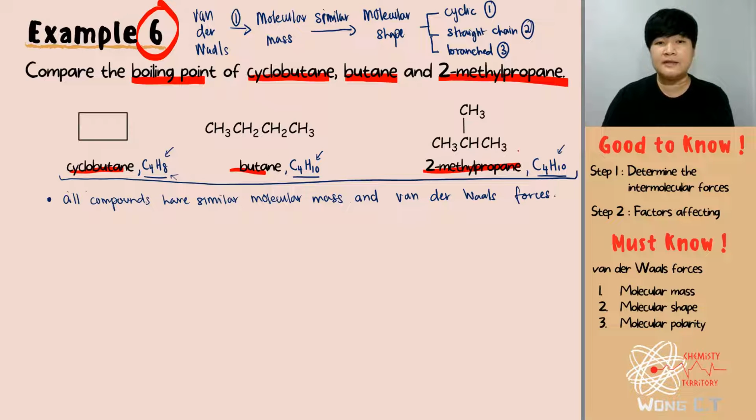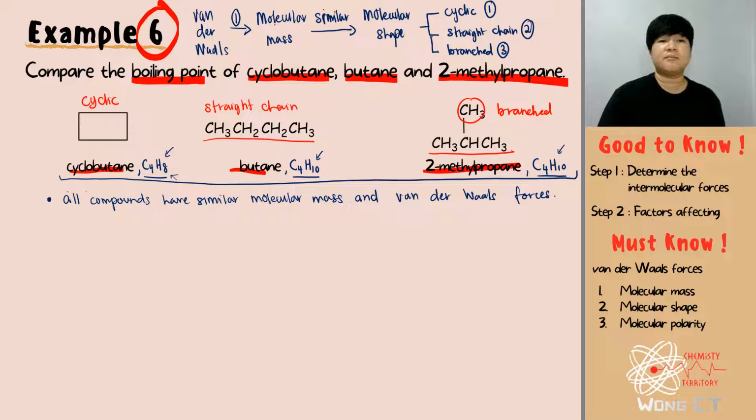And looking at the compound that I give to you, obviously that is your cyclic. Can you see the cyclic? Alright. And that is obviously my straight chain. And last but not least, this compound that having a branch, that is obviously your branch molecule. Since the molecular mass is similar, therefore we move to the molecular shape. And the molecular shape can already differentiate them. Do you need to go for polarity? No, we will stop at molecular shape because we already can differentiate them.